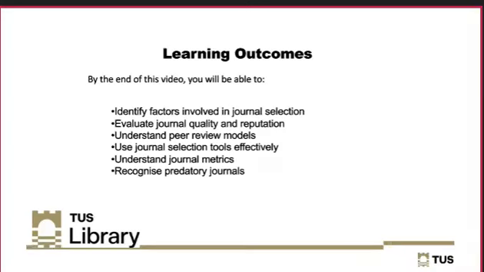Learning outcomes. By the end of this video, you will be able to identify factors involved in journal selection, evaluate journal quality and reputation, understand peer review models, use journal selection tools effectively, understand journal metrics, and recognize predatory journals. We will also look at tools and resources available through the library to support your publishing decisions.